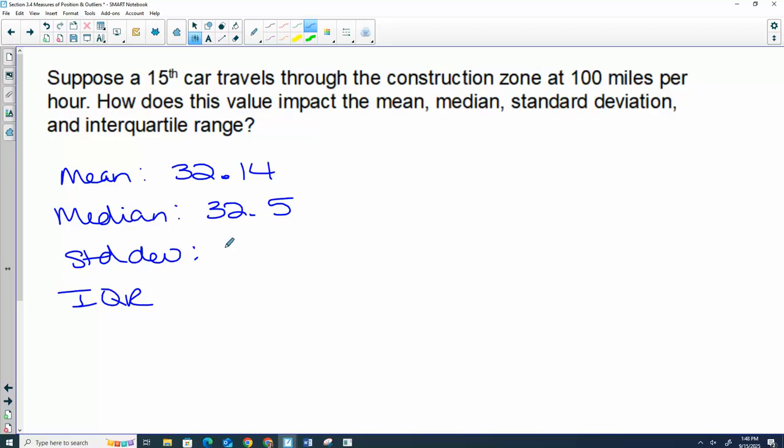Standard deviation, is this a population or a sample? Should be sample, we only looked at 14 cars that drove through, so not everybody. So our sample standard deviation, that's S, so 6.175. Interquartile range, we already found was 10, but you can also get it on your calculator. Look, Q3 is 38, Q1 is 28. You just subtract them.